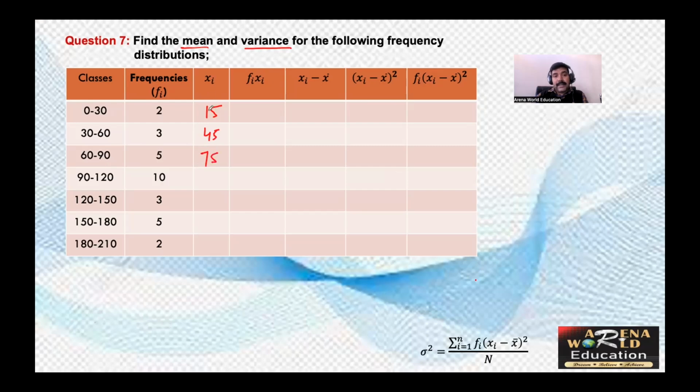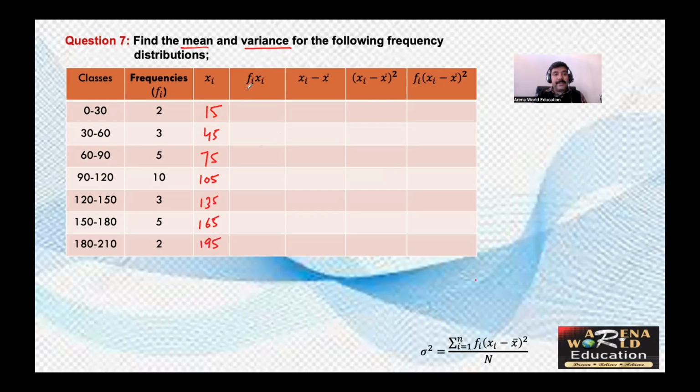Now you can see there is a difference of 30. So now you can directly add 30 here. So it will be 105. Here it will be 135. Here it will be 165. And the last will be 195.